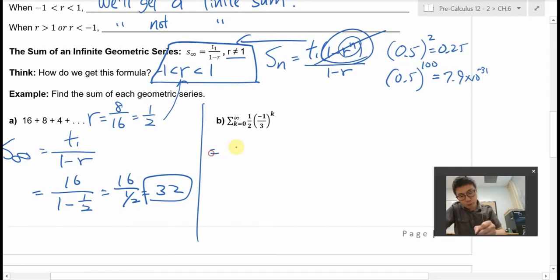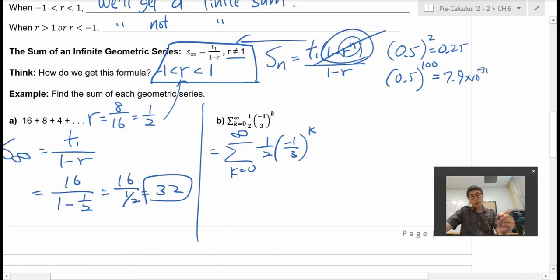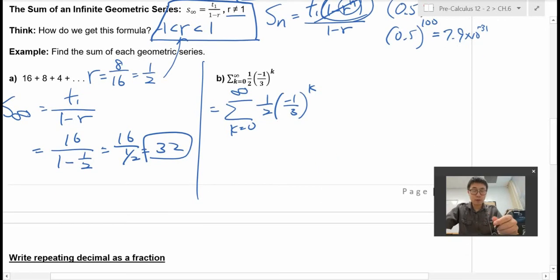If we want to rewrite this properly, this is how it should be written, though it doesn't show it this way. What we need to do is figure out t1 first, because we'll write the first few terms and then see if the common ratio is definitely between -1 and 1. The first term will be 1/2 times -1 over 3 to the power of k. Again, k starts with 0, and anything to the power of 0 is 1, so this is simply 1/2.